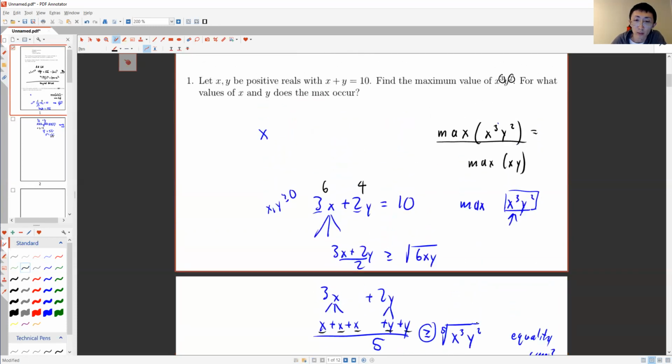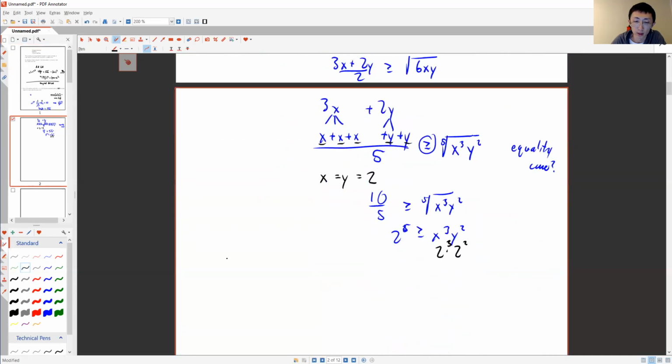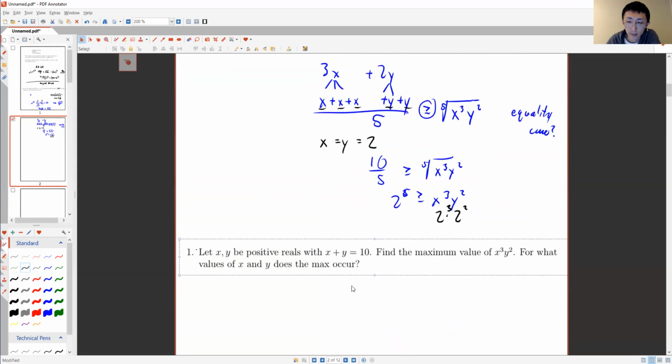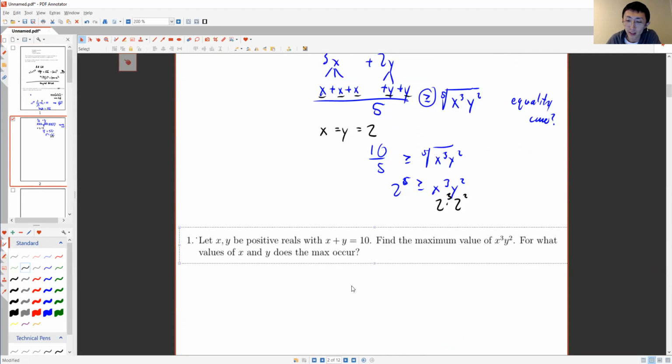So what does that suggest we should do with the original problem then? Let me just paste the original again. It looks almost identical, but we don't have coefficients of 3 and 2.